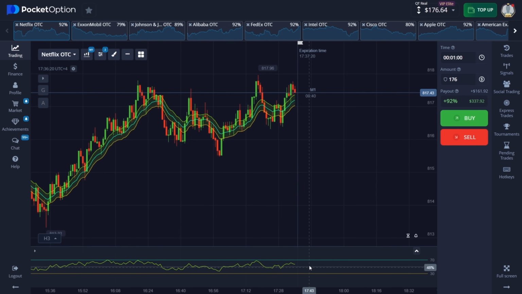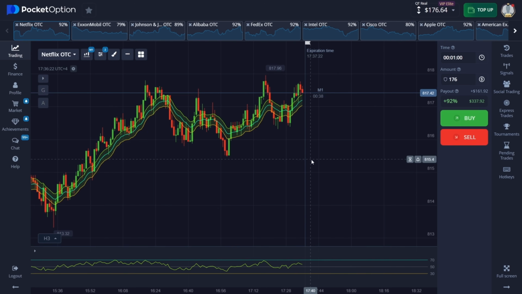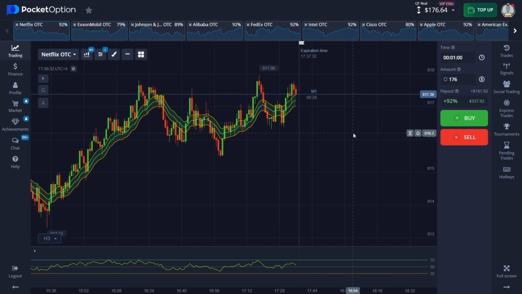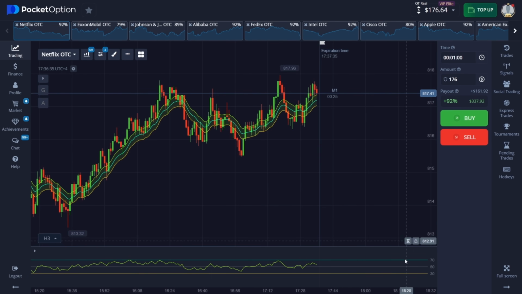We have a trade on Netflix. If this candle closes near the envelope level and the RSI is also near the 50 level, we can try for an upside move. However, we'll avoid this one and look for another trade for $176.